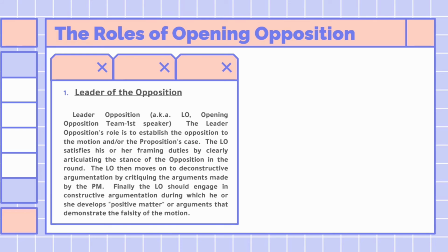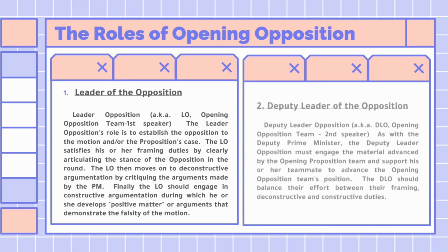The Leader of the Opposition satisfies his or her framing duties by clearly articulating the stance of the opposition in the round. The Leader of the Opposition then moves on to critiquing the arguments made by the Prime Minister. Finally, the Leader of the Opposition should engage in constructive argumentation, during which he or she develops positive matter or arguments that demonstrate the falsity of the motion.